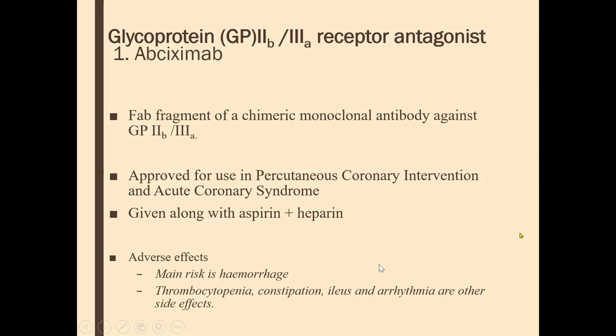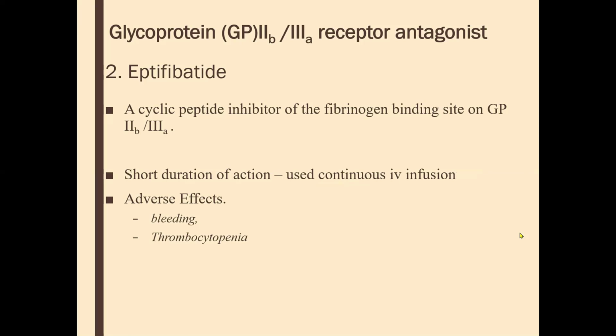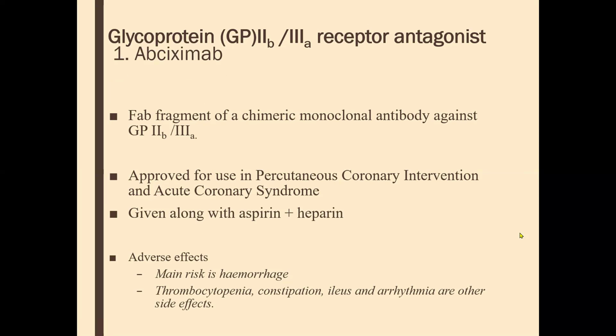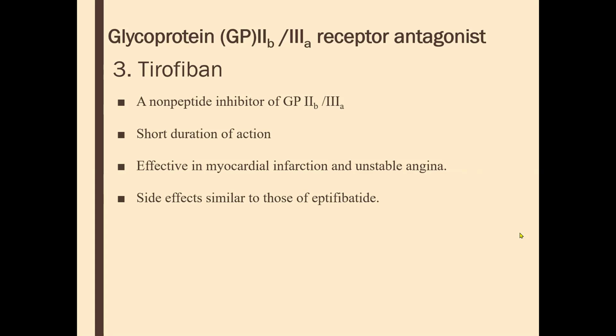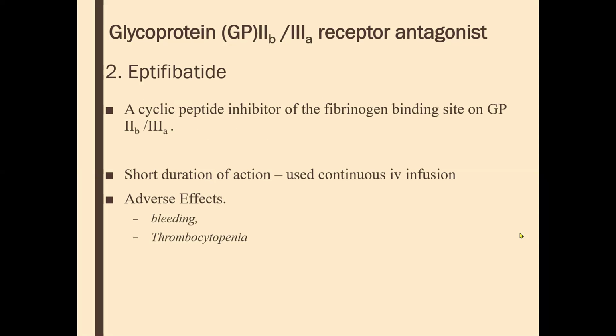So adverse effects are of course mainly hemorrhage, right? Besides that, thrombocytopenia can occur; constipation, ileus, and arrhythmia are other adverse effects. Eptifibatide is a cyclic peptide inhibitor of the fibrinogen binding site on this receptor. See, this is a monoclonal antibody. Eptifibatide is a peptide, whereas tirofiban is a non-peptide inhibitor at the same receptor, right?